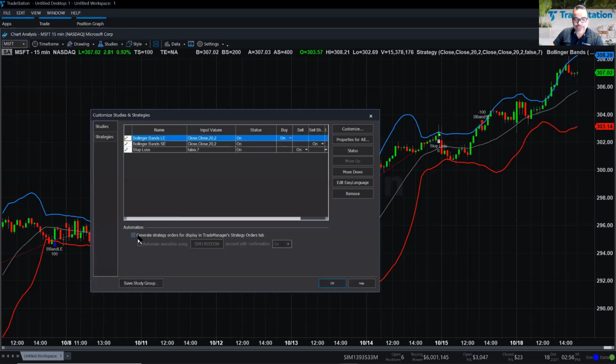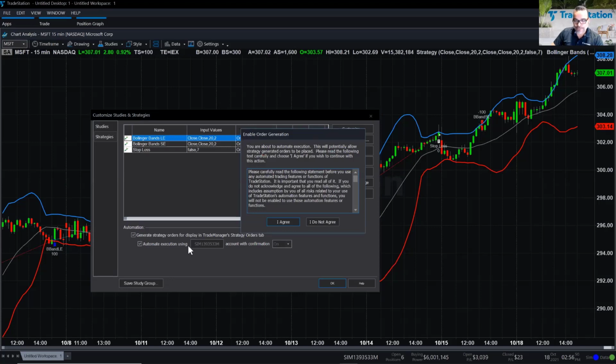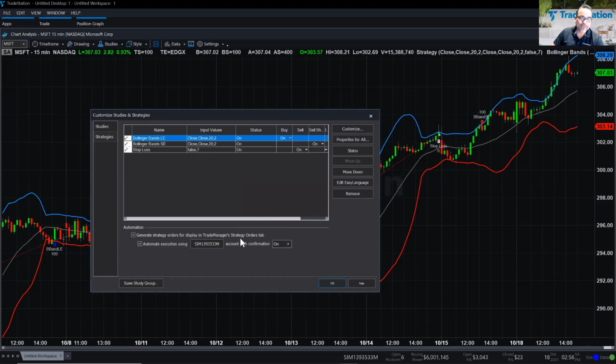I'm going to put a check here for automation. First, to generate strategy orders for display in Trade Manager's Strategy Orders tab. And second, to automate the execution. I'm going to agree to the disclosure. This is telling you what the risks are of automating a strategy. You have the option to run the strategies with confirmation on, which means that every time the strategy generates a new trade, you would be alerted and asked to confirm whether you want to take that trade or not.